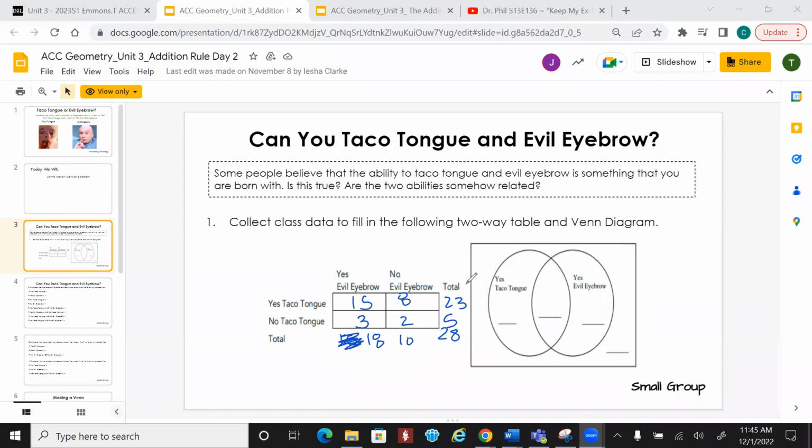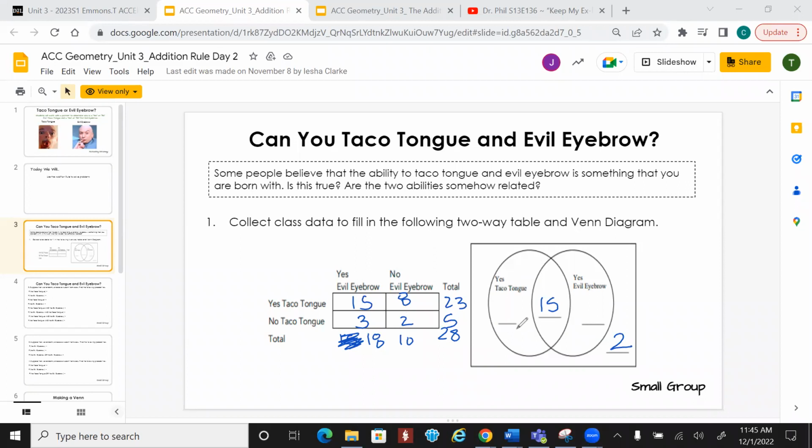So I filled in my table. Okay. And we're also going to complete the Venn diagram. So how many can do both? No, I'm talking about from the table. 15 people. That's going to go in the middle. Okay, we established that two people cannot do both. They go filling out here.